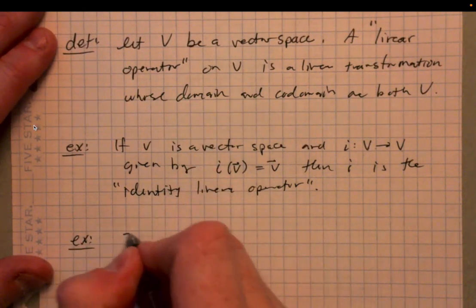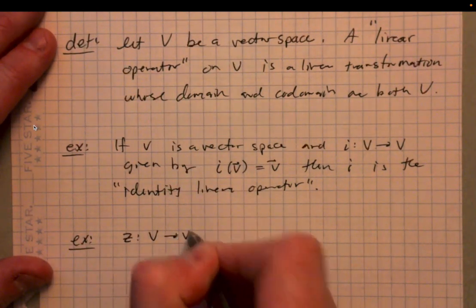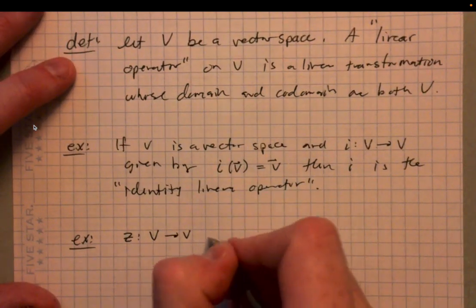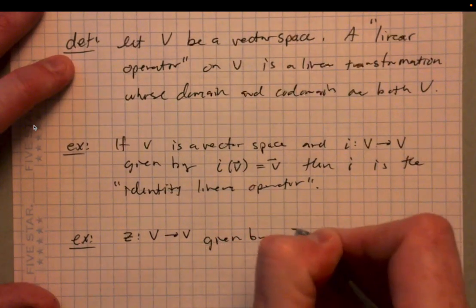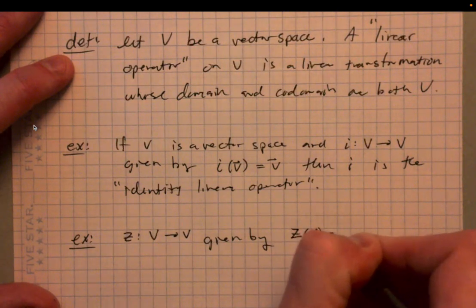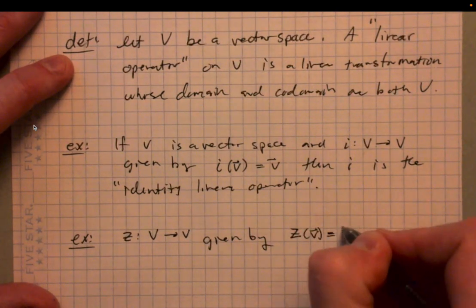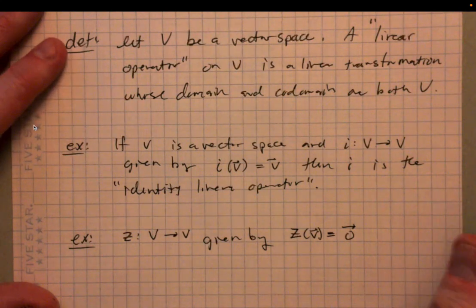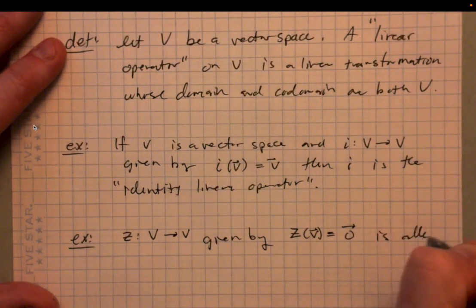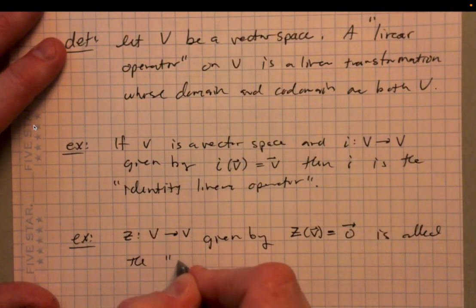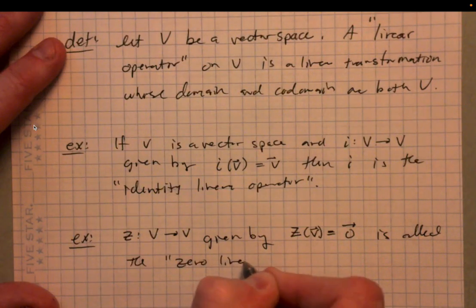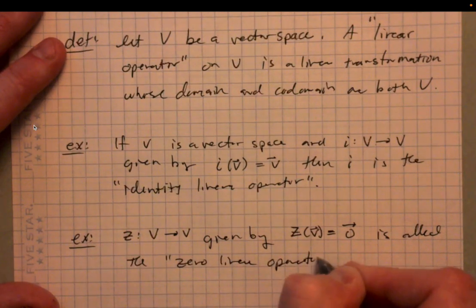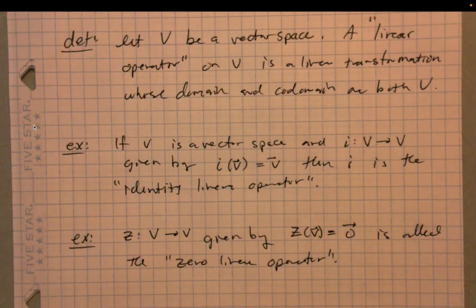Now another one is this guy, Z from V to V, with V being a vector space, given by Z of V equals the zero vector. It's called the zero linear operator. Okay, so that's another example of a linear operator, kind of the trivial one, right? But there are lots of linear operators that aren't trivial.